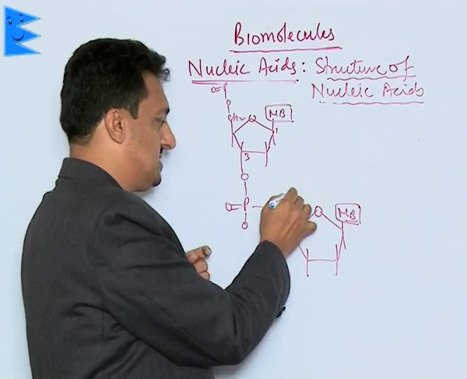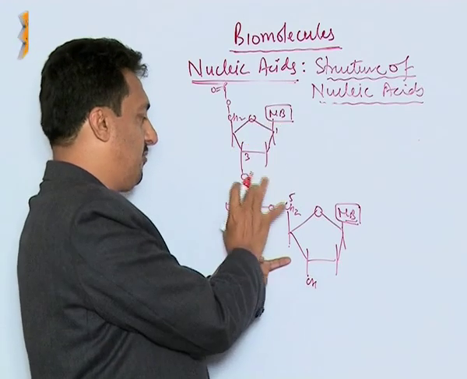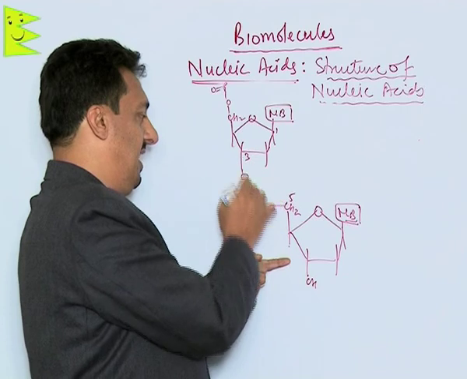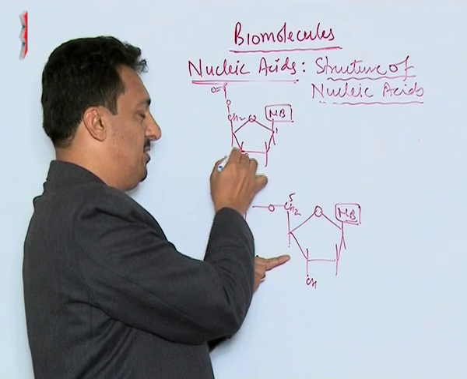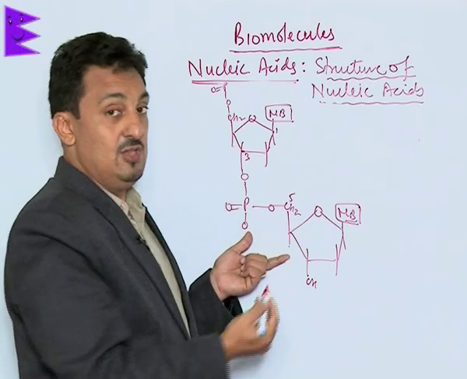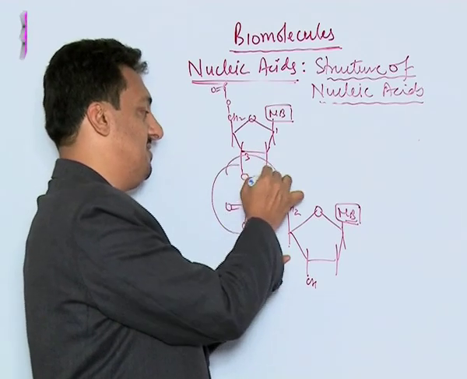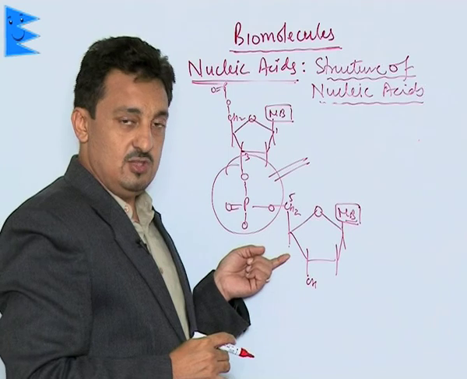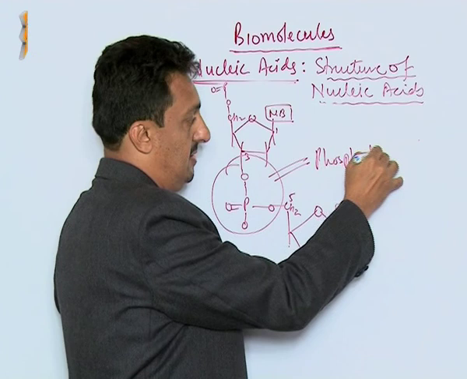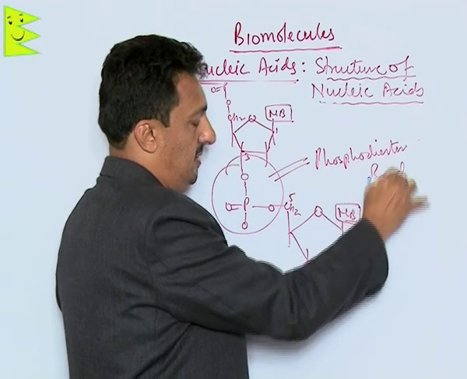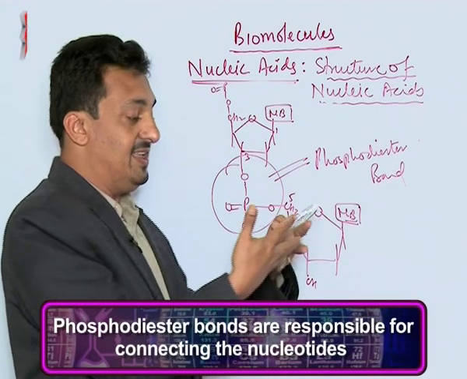So like this, one nucleotide gets bonded to the other nucleotide through phosphoric acid molecular species, and this phosphoric acid molecule is linking the carbon number 3 of the one nucleotide's pentose sugar with the carbon number 5 of the other nucleotide's pentose sugar. And this type of linkage which this phosphoric acid is forming between the two nucleotides is called phosphodiester bond. This bond is called phosphodiester bond, and this is the one which is responsible for connecting the nucleotides.